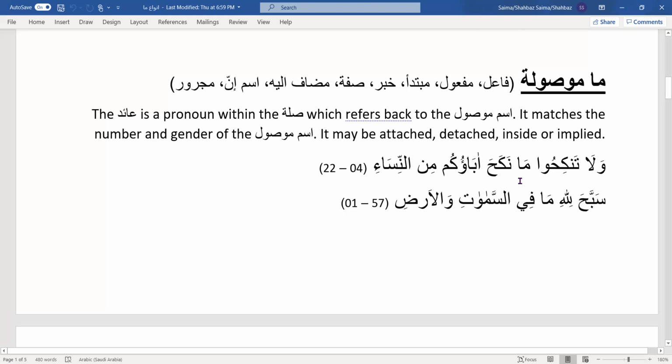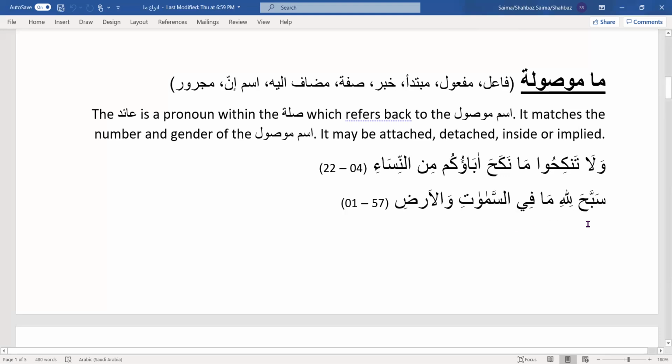For example, somebody says, don't marry. Don't marry who? So the answer is ma nakaha aba'ukum min nisa'i. So this is maf'ul bihi, the answer of the question what. And maf'ul is always mansub. So ma nakaha aba'ukum min nisa'i is maf'ul, and it is mahallan mansub. Mahallan means in the place of mansub. Because it is a maf'ul, and maf'ul is always mansub, we will say this is mansub.